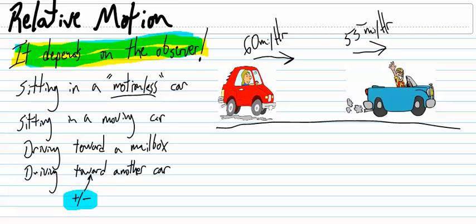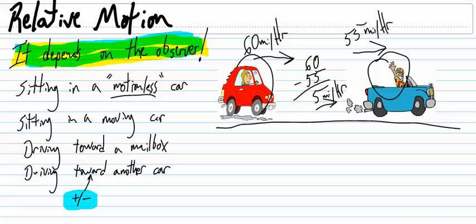So let's say this guy in this car right here looks back in his rearview mirror and sees this guy catching up to him. Well, how fast does it look like he's going? This guy sees the guy in the red car catching up to him rather slowly. So what you would do in this case is go 60 minus 55, and you'd get 5 miles per hour to the right. So this person in this car says this person in this car is going to the right at 5.